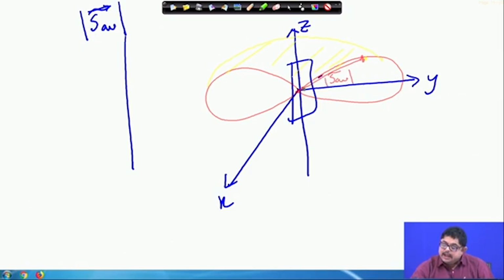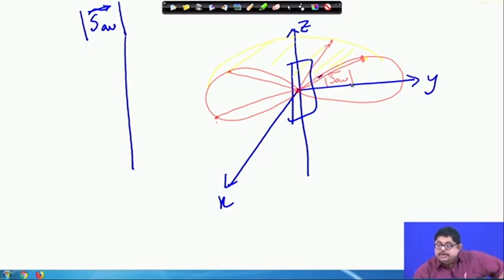So, you see at various points this is taking different values. Similarly, here what is S average? This distance is S average. Here what is S average? This distance is S average. Here what is S average? This distance is the S average.